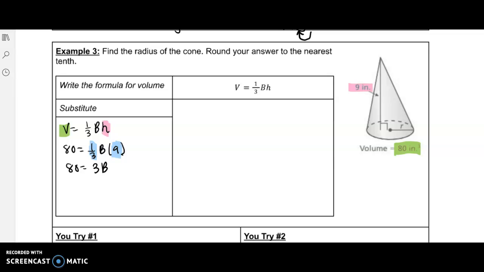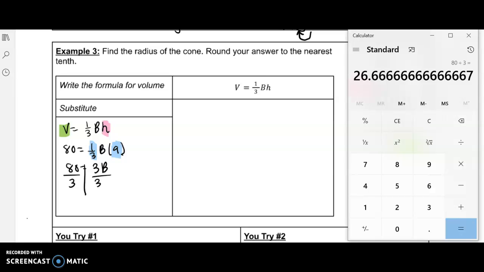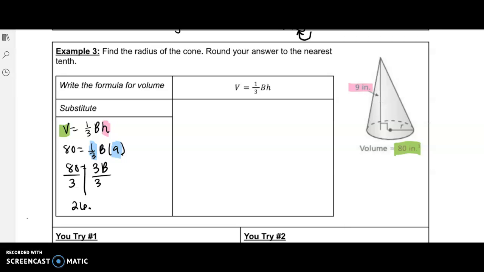And then the area of our base. So then we're going to solve by dividing by 3 on both sides. And when we do that, we get this fun little number right here, and we are just going to call this 26.67. That is the area of our base. So now we're going to put this in for the area of our base.